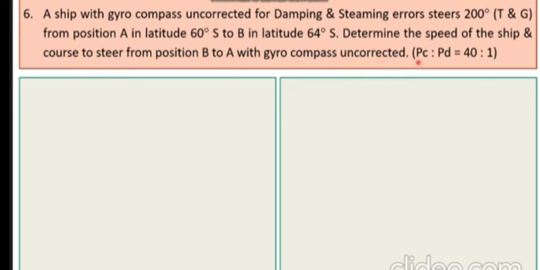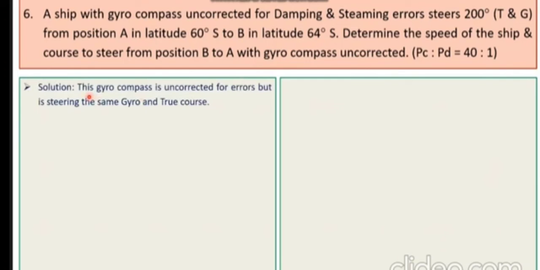It is given in the question that the ratio of PC to PD, control precession to damping precession, is 40:1. In other words, they have provided us with the value of K, which is equal to 1 by 40 in this case. Now this question is a little different from the ones which we have done till now. Till now we were given the ship's particulars and we were required to calculate the compass error, but now they want us to find the speed of the ship. So let's see how we go about the solution.